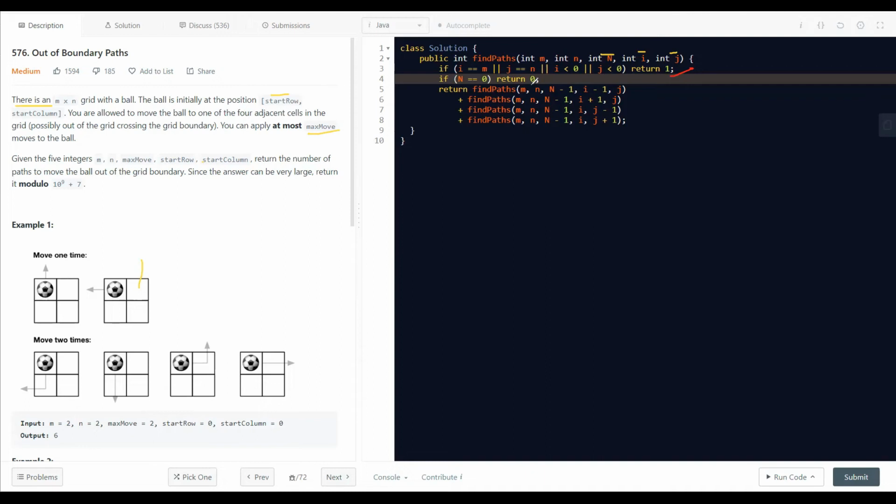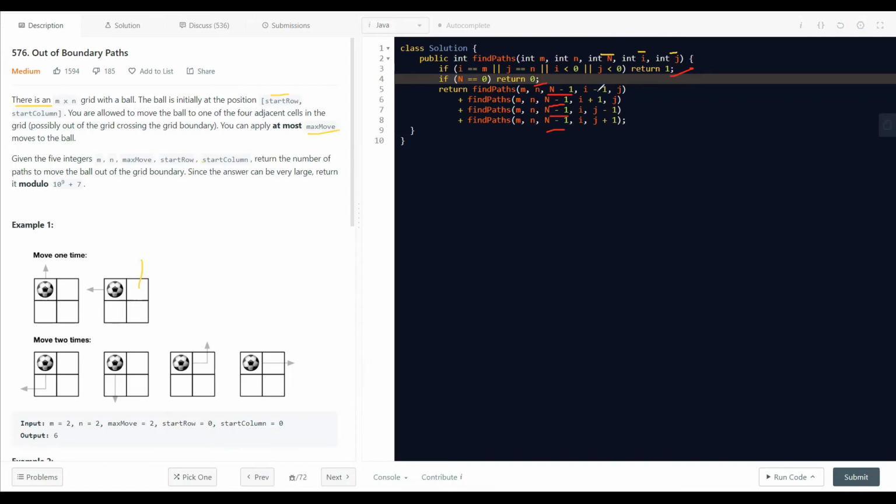And then if n is zero, that means our max moves have become zero, so we found our result and can return the value. But how exactly will the function work? It will simply go ahead and reduce n minus one at each position, reducing the number of moves, and then we find how many paths there are.